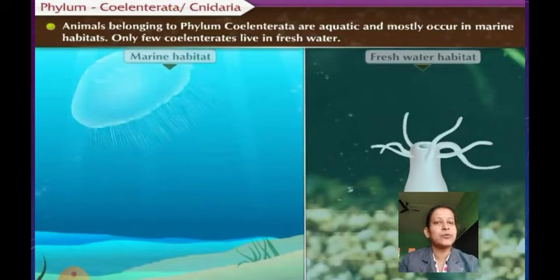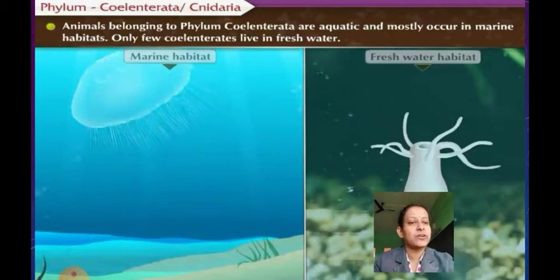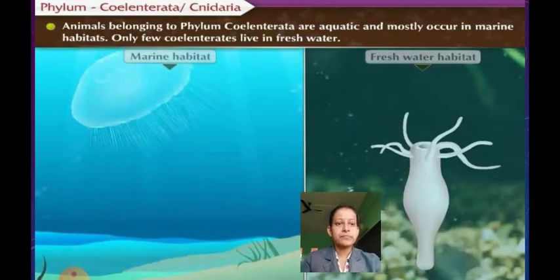So in marine habitat, you have seen this type of animal called a jellyfish. And in fresh water you can see something called a hydra. As I have shown you before, when I was teaching you the criteria for the system of classification, that time you have seen this diagram. It is called the hydra. And all these are called Cnidarians or Cnidaria.